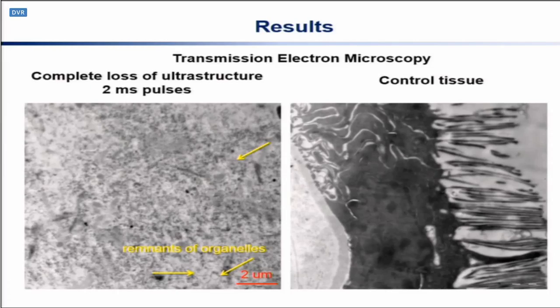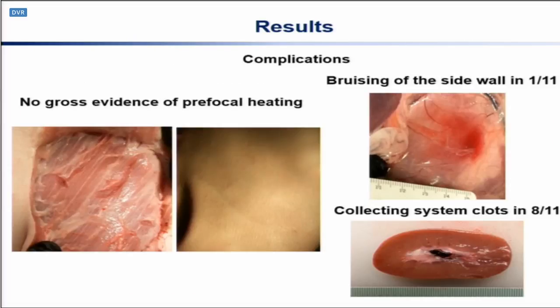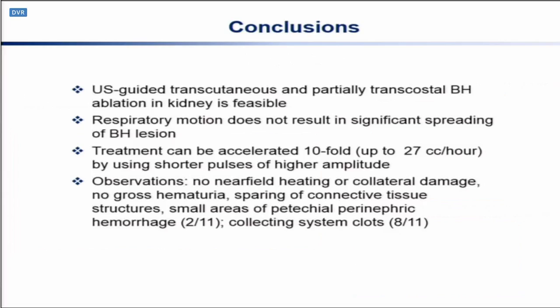The results of electron microscopy showed that all intracellular structure was lost, so everything was destroyed, which was a good sign. And we did not see a significant adverse effect, so there was no gross evidence of prefocal heating. There was some small bruising on the side wall in only one pig, and there were some blood clots in the collecting system found after the treatment.